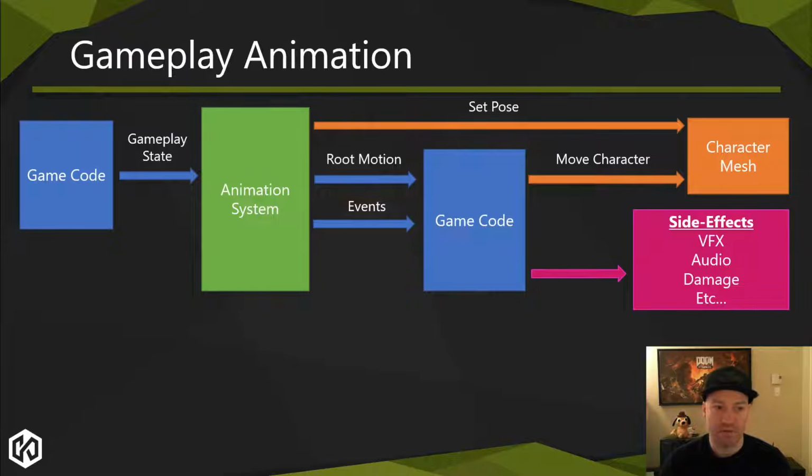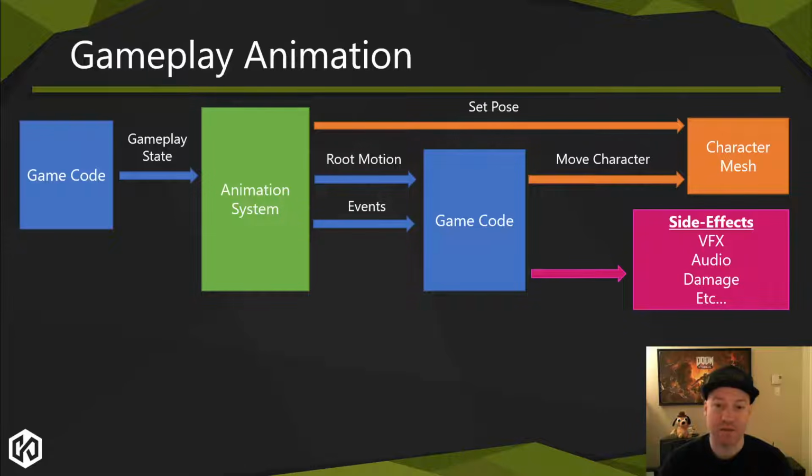The basic flow is that you have game code that runs some sort of game simulation, AI, player inputs, whatever, and that gets converted into a gameplay state. That gets forwarded to the animation system, which takes that input, does something with it, and spits out several things. The primary one that everybody thinks about is the pose, the actual animation of the character. But there are two other very important things. One is the root motion: what did those inputs result in? What kind of movement did that result in for the character?